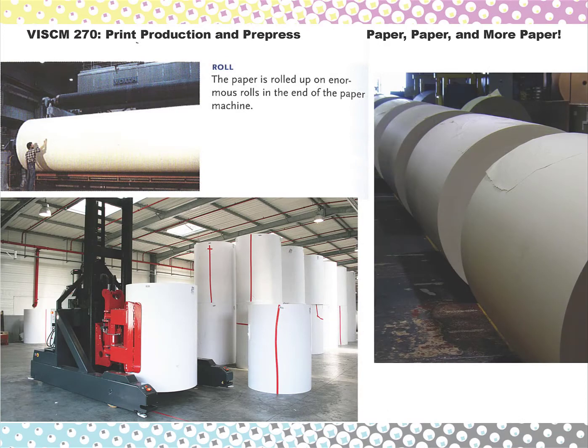So here are some pictures of paper on the rolls. You can see in the top left corner, there's an enormous roll coming off of the paper making machinery. That giant roll gets cut into smaller rolls, but they're still quite large, as you can see below and over to the right.